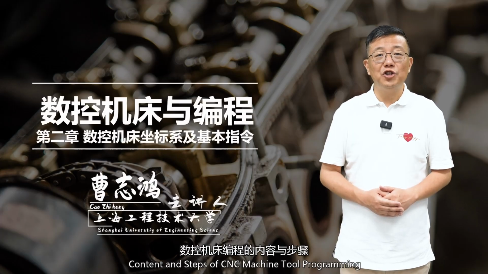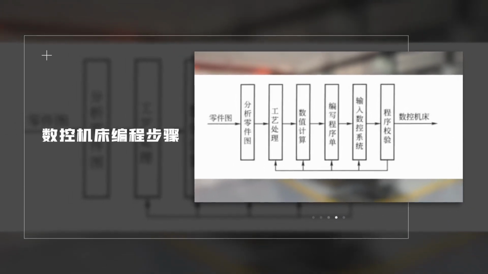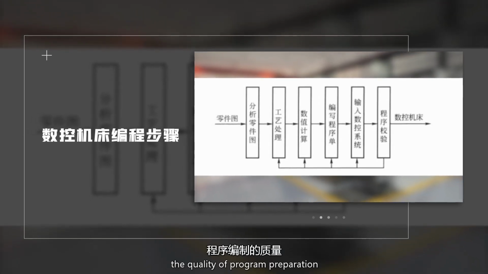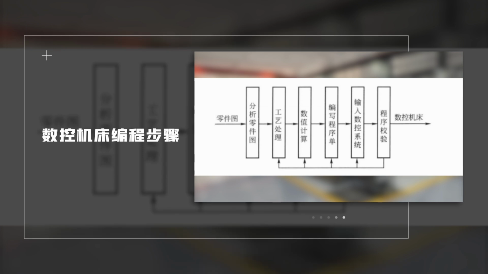content and steps of CNC machine tool programming. Since CNC machine tools automatically process parts according to the pre-prepared programs, the quality of program preparation will directly affect the correct use of CNC machine tools and the effectiveness of CNC machining characteristics.